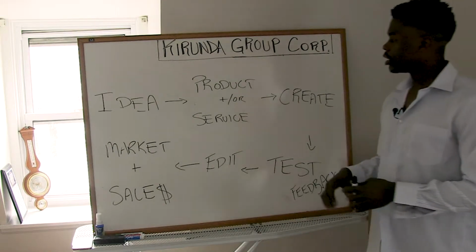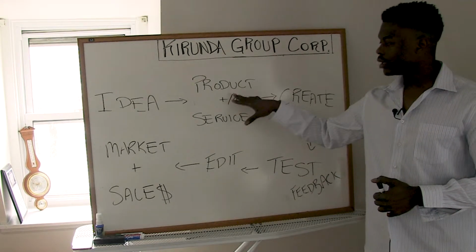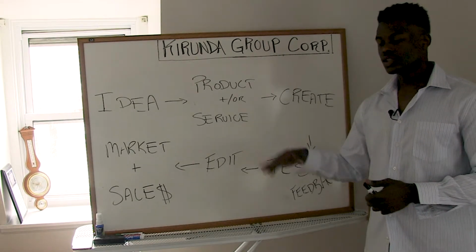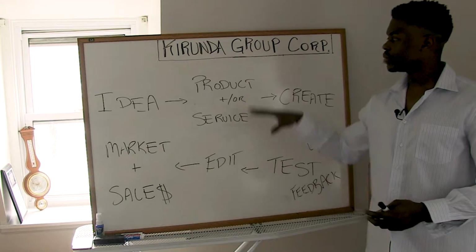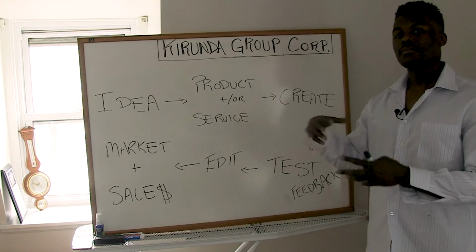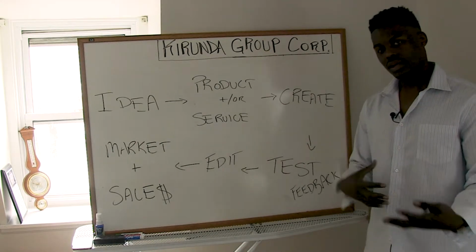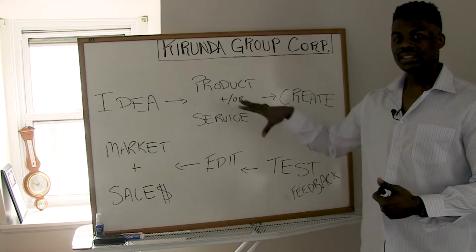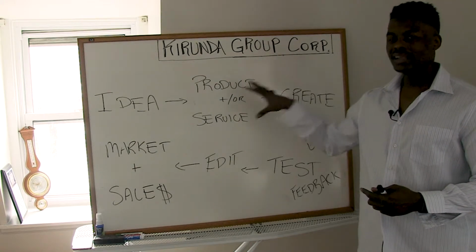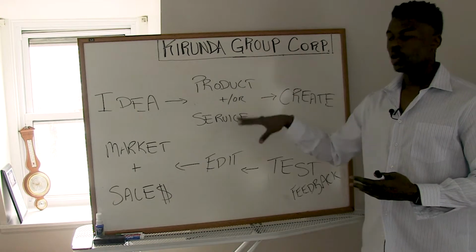The second part of the business cycle is you have to think: is it a product or is it a service? The Snuggie is going to be more of a product. So you have to find manufacturers and figure out how it's going to be created, where it's going to be created, and how much it's going to cost. That's where you're going to come up with this part right here. And you have to break it down to understand how much it's going to cost you to provide that product or service.